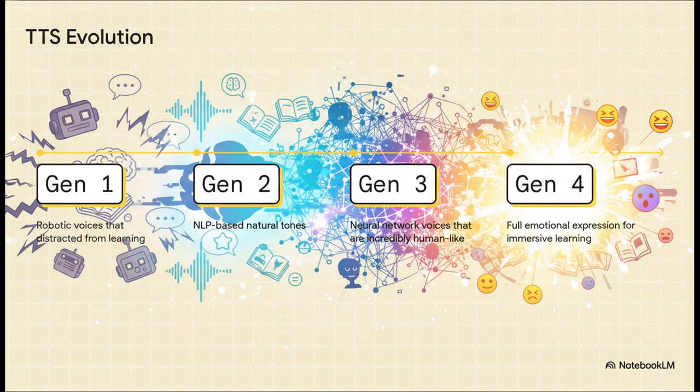We started way back with Generation 1's clunky, robotic voices that honestly just distracted students from learning. Then we got Gen 2 with somewhat natural tones, but now we are firmly in Generation 3, using neural network voices that are incredibly human-like, and we are rapidly approaching Gen 4's full emotional expression. The quality is finally high enough to give your global students a truly immersive classroom experience.